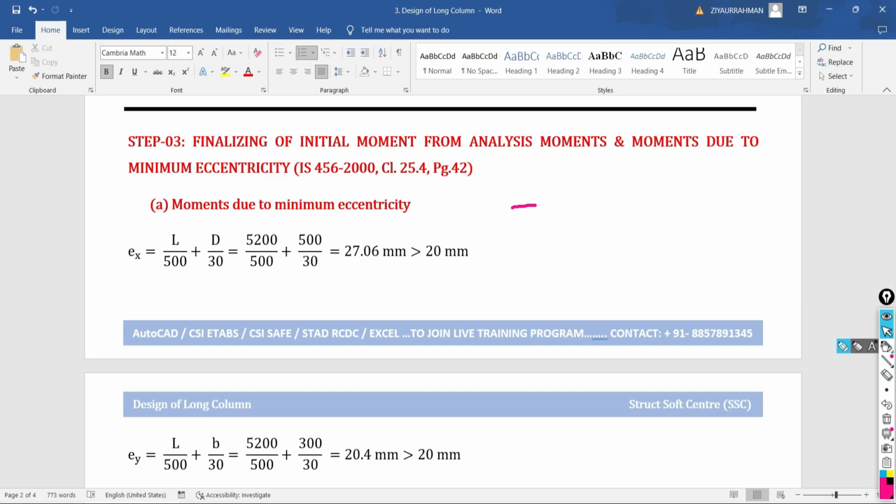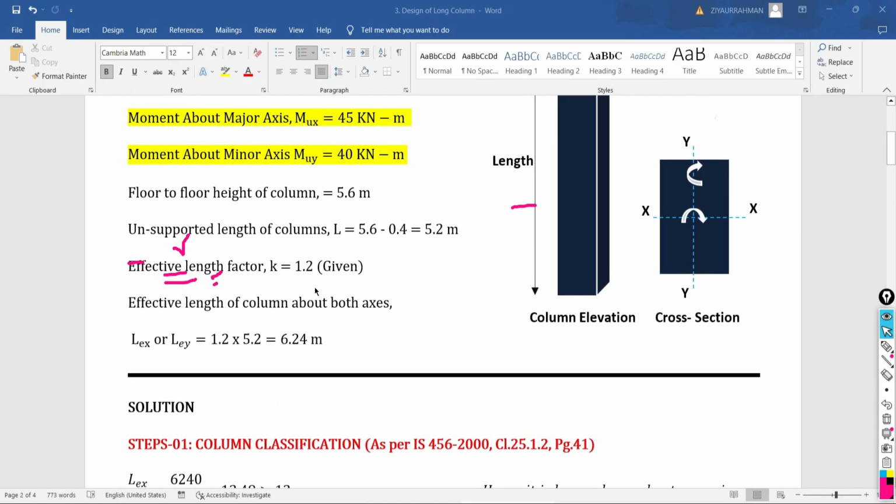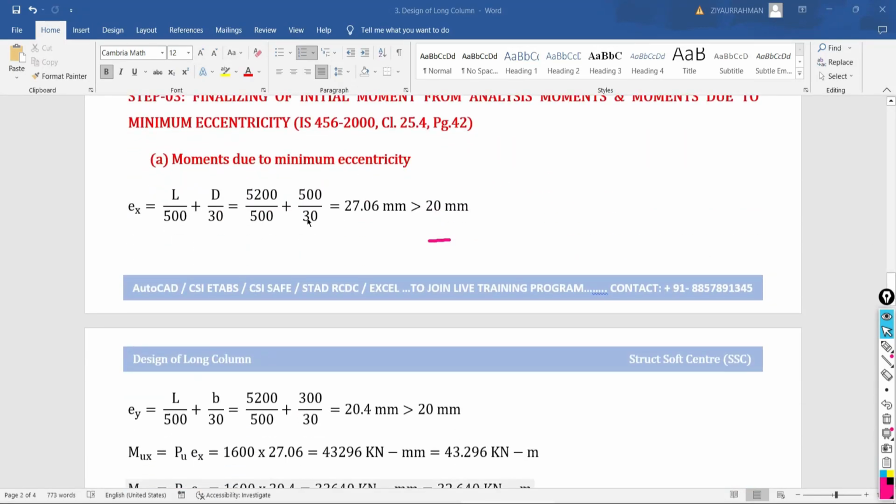So we are going to do the same calculation with the same formula. Have a look at the x direction. How much is the eccentricity in x direction? Unsupported length of your column divided by 500 plus overall depth of your column divided by 30. The unsupported length of the column is 5200. In the start we did the calculation for the unsupported length of your column. It is 5.2 meter, meaning 5200. So 5200 divided by 500 plus 500 divided by 30. We are getting the eccentricity in x direction as 27.06, which is greater than 20 mm. That's why we will consider 27.06.